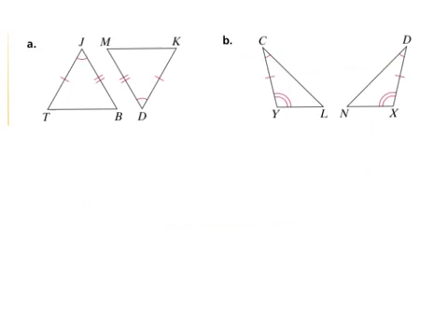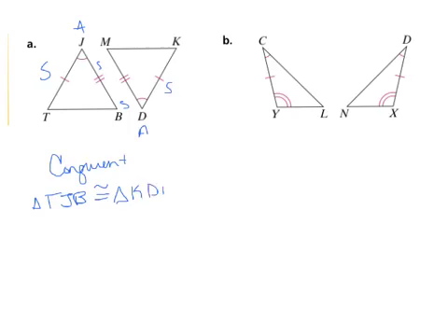So in letter A, I have a side with an angle in between with a side. And the same thing with K. It's the side, the angle, and the side. So this is congruent in the sense that triangle TJB is congruent to triangle KDM because of side, angle, side.